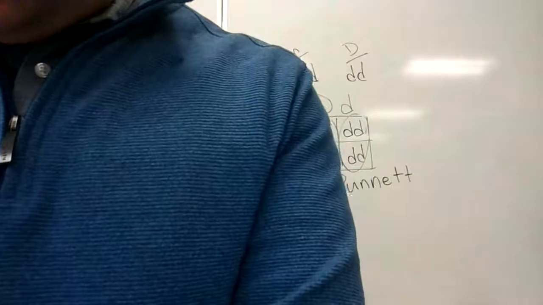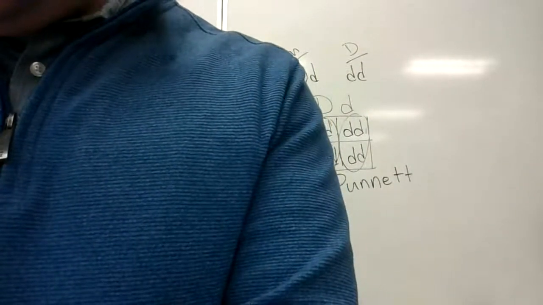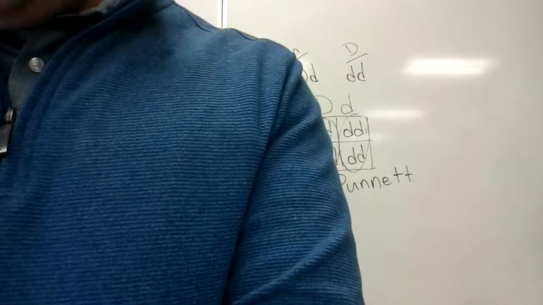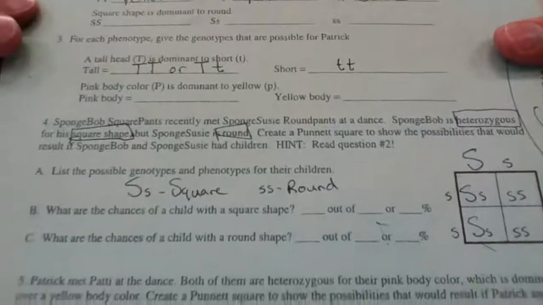So 2 possibilities are capital, lowercase, which would be square for the phenotype. And little s, little s would be also a possibility, and that would be round. Pause and write that down.